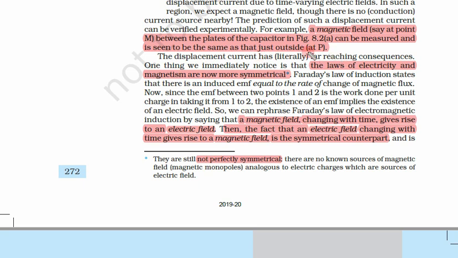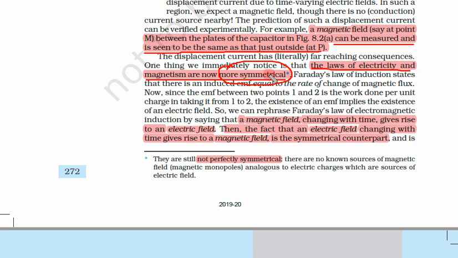So now we can have this, and this can be measured in the same way, again applying this Ampere's-Maxwell law. Now what is the benefit of doing this? Now the laws of electricity and magnetism are more symmetrical. So they have used the word more symmetrical.